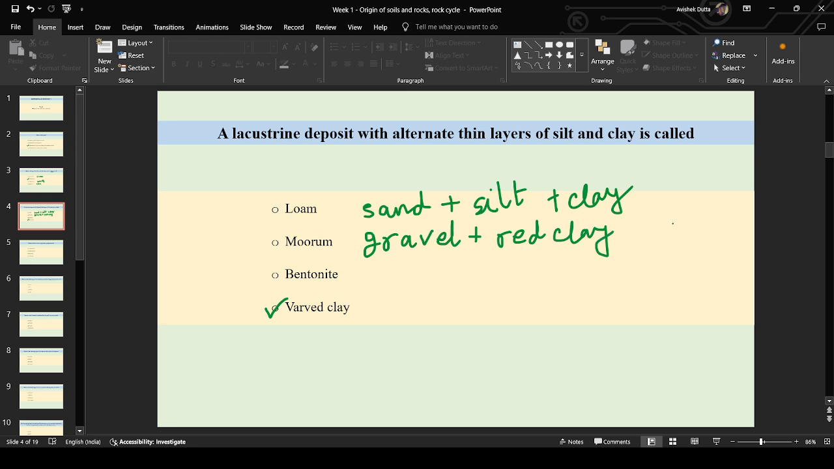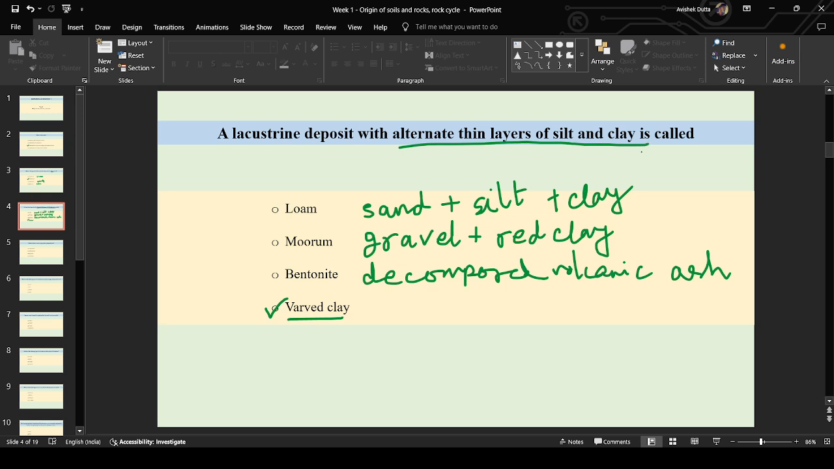Okay, what is bentonite? Just like mud, slurry. No, what is its composition? Its composition is volcanic ash. Bentonite is volcanic ash which has undergone decomposition to a certain extent. So it is basically decomposed volcanic ash. And warped clay is alternate thin layers of silt and clay found in lakes. This is a lacustrine deposit. Okay, I hope it was clear.